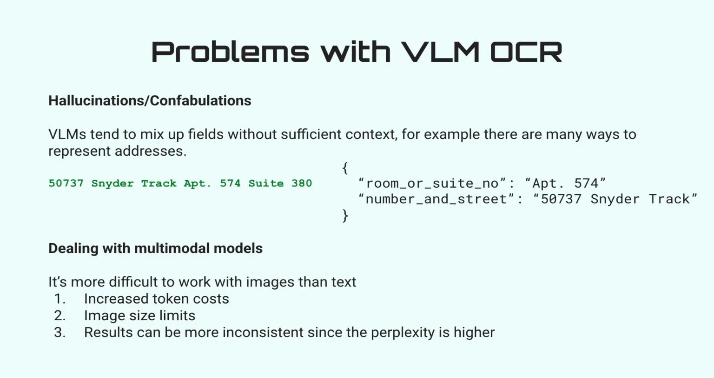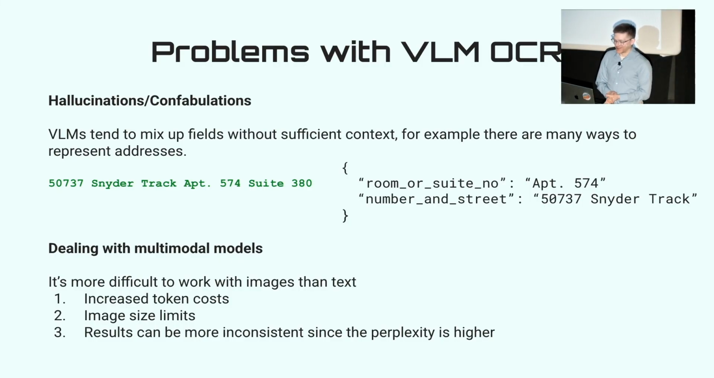So I'll talk about some of the problems with the VLM approach. Obviously, hallucinations and confabulations: without proper context, the VLMs tend to mix up certain fields. This is a real problem that we encountered. We were trying to extract an address, but we actually have two fields for it. And I guess we could argue whether or not that was a great decision to have the two fields separate.